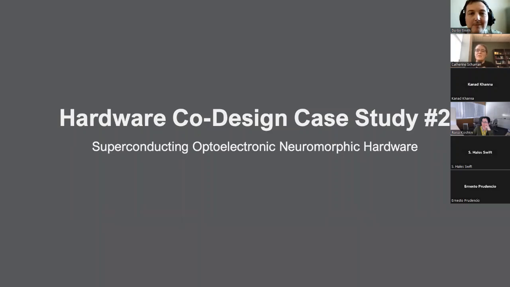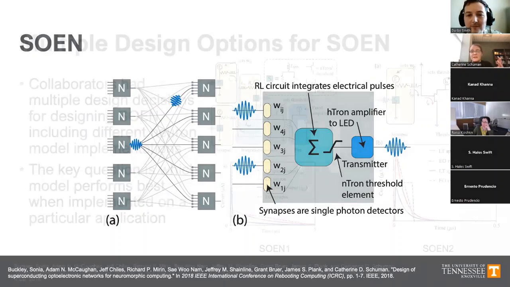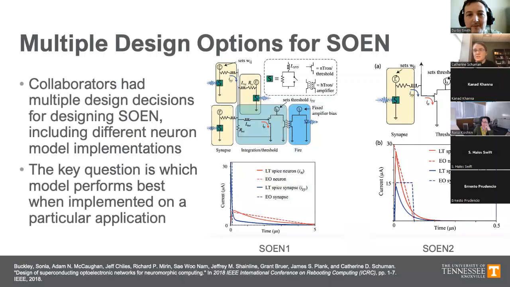Dana at the Rebooting Computing conference. And we were approached by Sonia Buckley at NIST, who I'm sure some of you know, because they were working on a neuromorphic system based on superconducting optoelectronic neurons. And they actually had multiple neuron models that they had been developing.